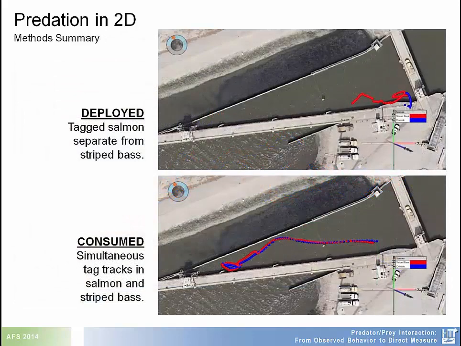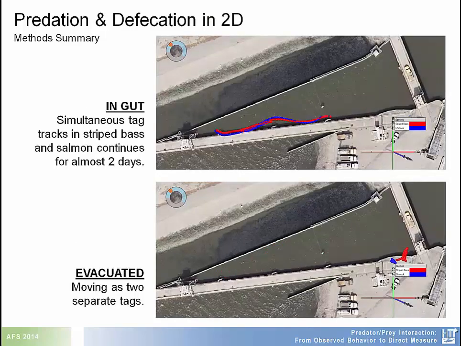Initially, the tagged salmon is separate from the striped bass while it's deployed. After the predator has consumed its prey, simultaneous tag tracks in the salmon and striped bass are observed. The simultaneous tag tracking in the striped bass and the salmon continues for almost 2 days. It is then followed by an evacuation event, where the striped bass continues moving and the Chinook remains in place.